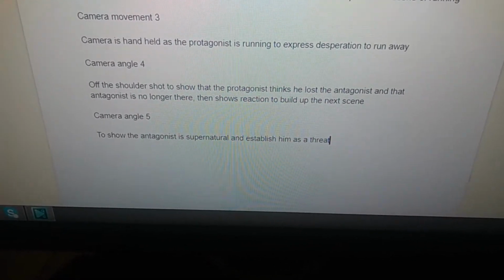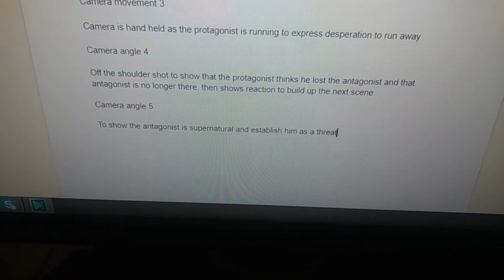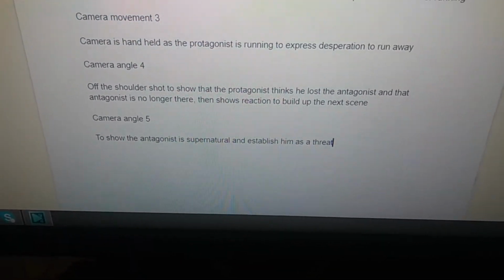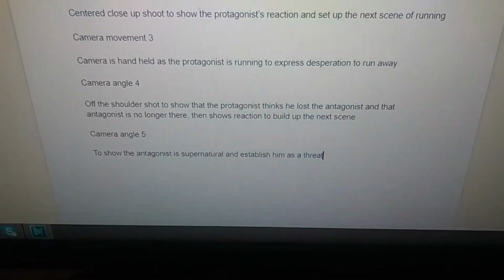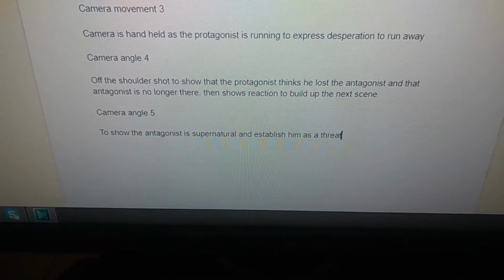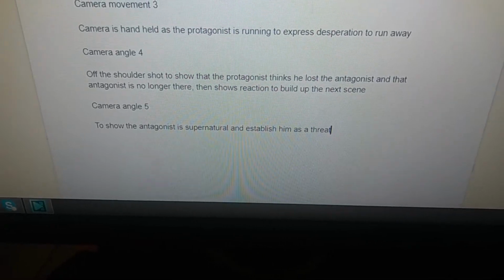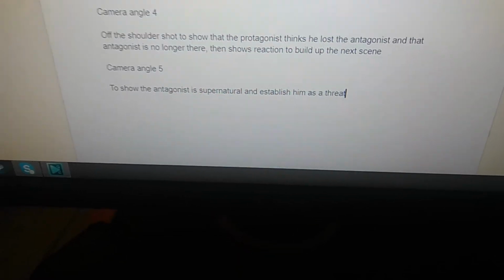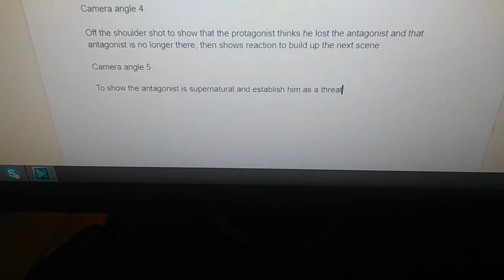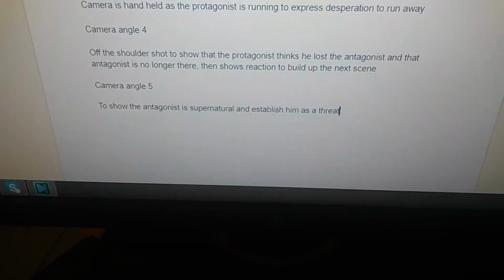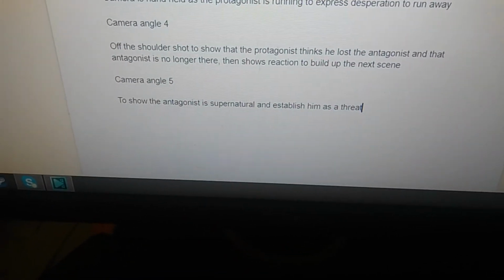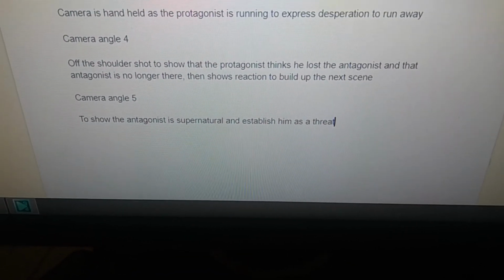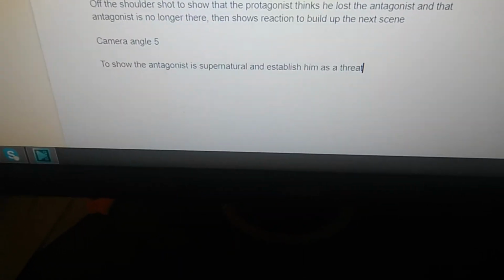Now, this was movement 3, which was the handheld camera, which was to try to express the running, his desperation in running away from the spirit, in this case the antagonist. Angle 4 was off the shoulder to show that he had thought that he lost the spirit and it was no longer chasing him. But it holds its position to show his reaction and to build up the next scene, where it shows the antagonist is meant to be at least some kind of threat and/or supernatural.